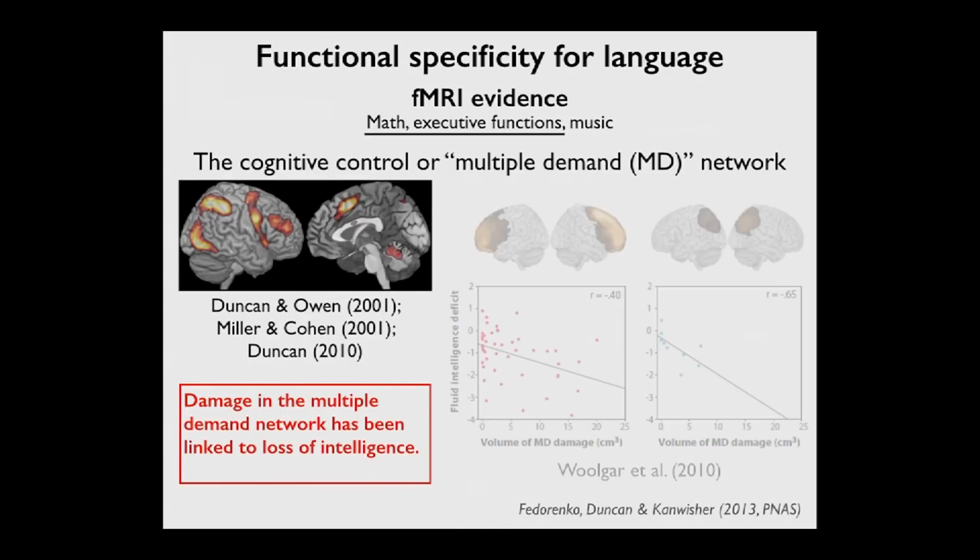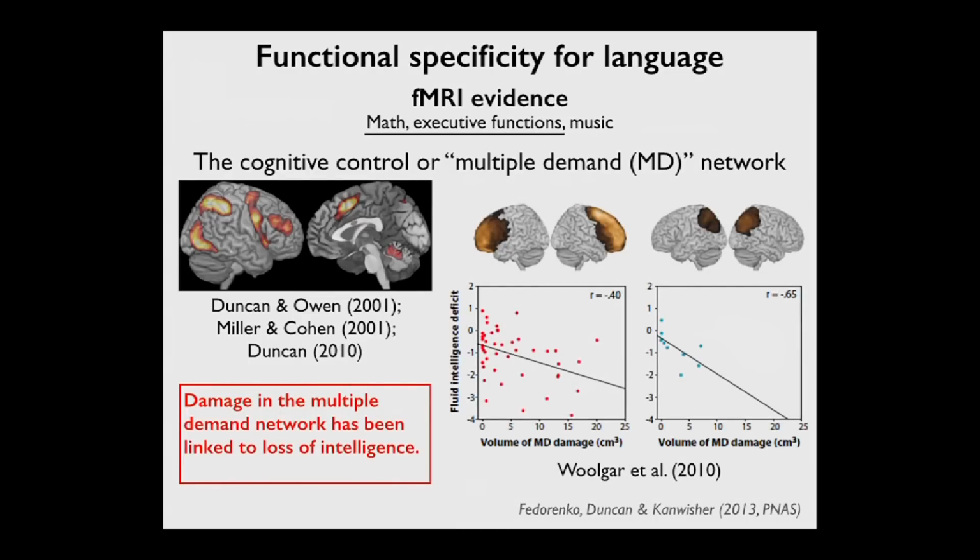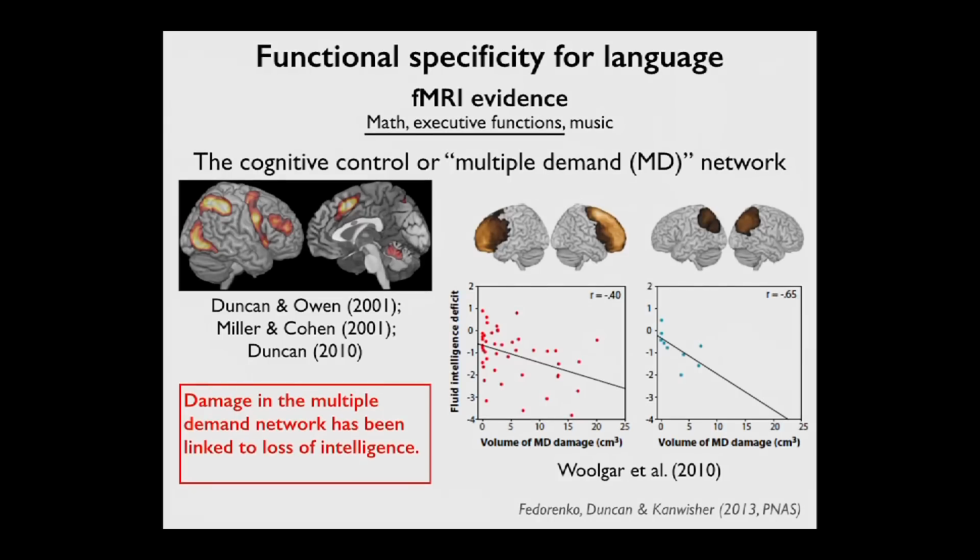Moreover, damage to the regions of the multiple demand network has been shown to lead to decreases in fluid intelligence. Alex Woolgar and colleagues have reported a strong relationship between the amount of tissue loss in frontal and parietal cortices and a measure of IQ, and this is not true for tissue loss in the temporal lobes. It's quite striking. You can actually calculate that for this many cubic centimeters of loss in the MD system, you lose so many IQ points. It's a strong, clear relationship. So this system is clearly an important part of the cognitive arsenal of humans, because the ability to think flexibly and abstractly and to solve new problems are exactly the kinds of abilities that IQ tasks aim to measure, and are considered one of the hallmarks of human cognition.